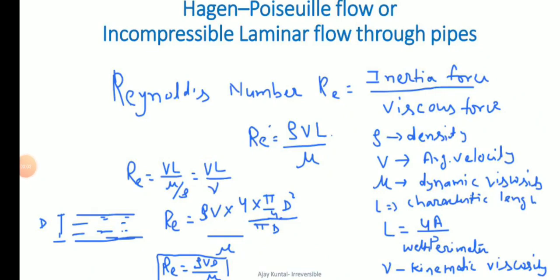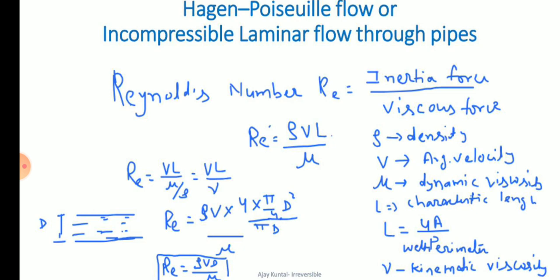Hello friends, so today we will discuss flow through pipe, which is also called Hagen-Poiseuille flow. First of all we should know the Reynolds number. The Reynolds number is the ratio of inertia force to viscous force, which is equal to rho V L by mu, where V is average velocity, L is characteristic length, and mu is dynamic viscosity. L is obtained as 4 times area over wetted perimeter, right?